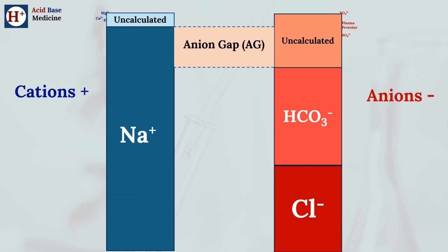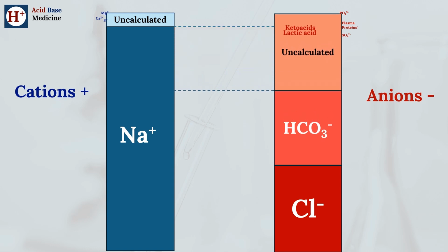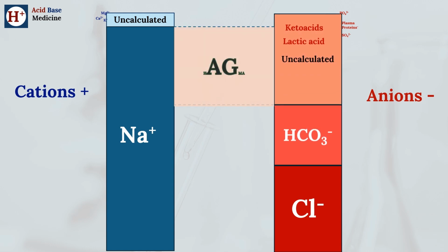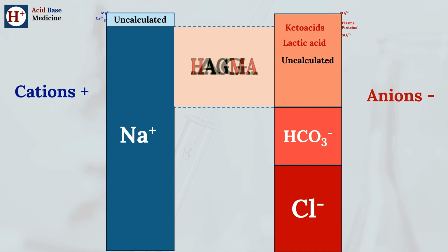So when organic acids such as lactic acid or keto acids are added to the blood, bicarbonate is lost to maintain electrical neutrality. As bicarbonate decreases, the anion gap increases, indicating the presence of unmeasured anions, which is characteristic of high anion gap metabolic acidosis.